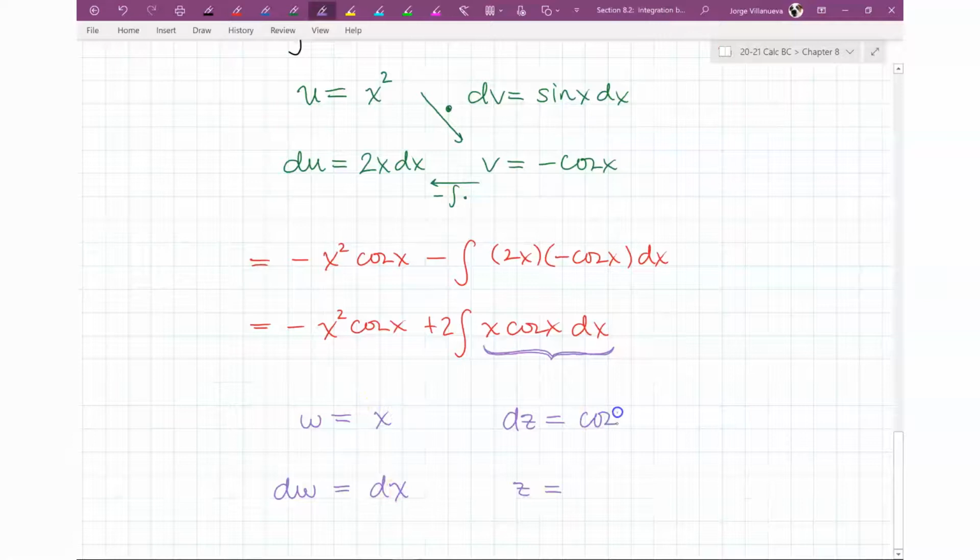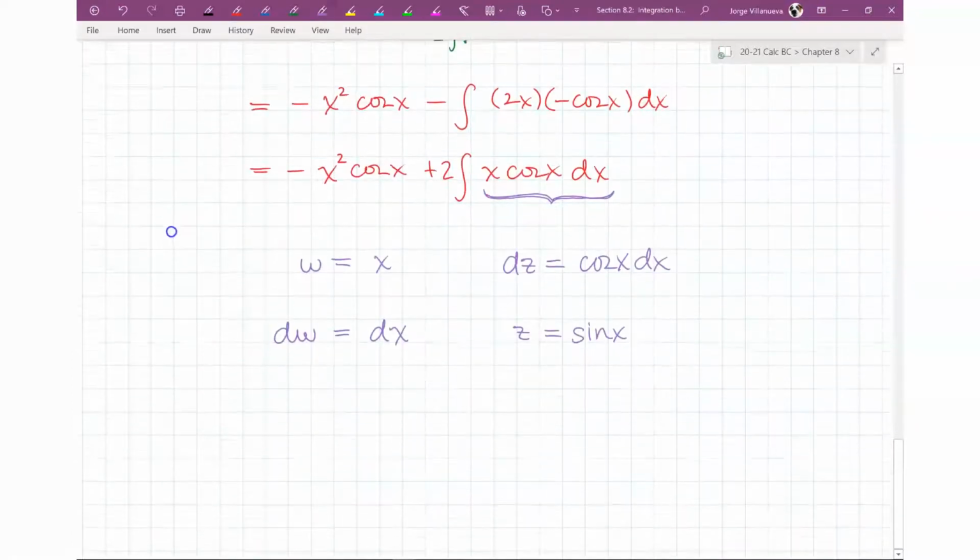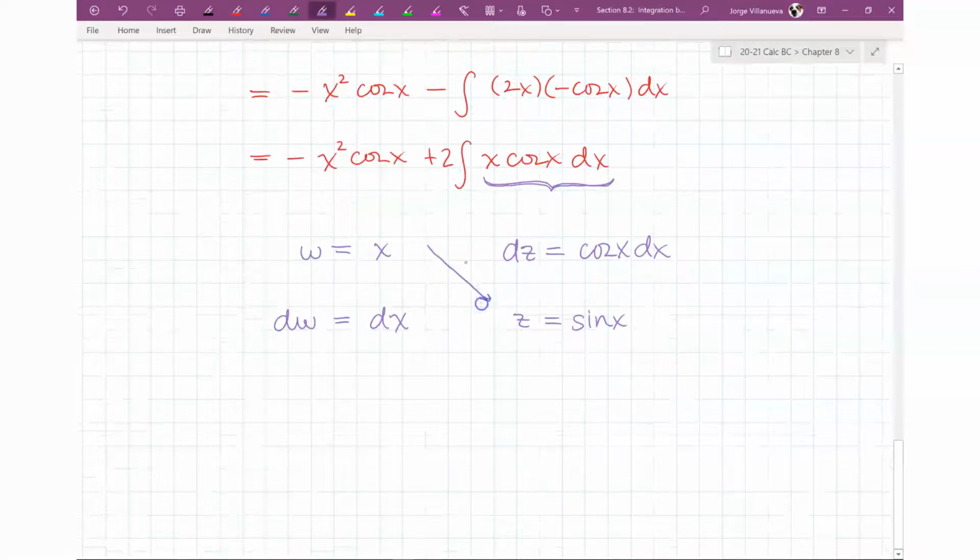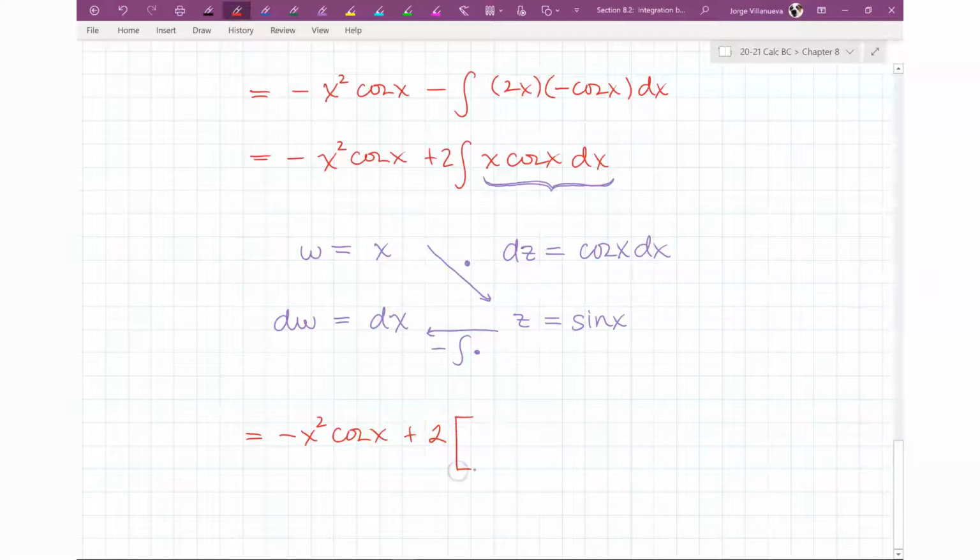And for my integral, I'm going to use cosine of x dx. Okay, and the integral of cosine of x dx is just sine of x. Now I'm going to multiply and then subtract the integral of the product. So here's how you write this next part. Negative x squared cosine x plus 2, and then I'm going to put a bracket there because the bracket's going to basically tell me, okay, here's the new integration by parts.